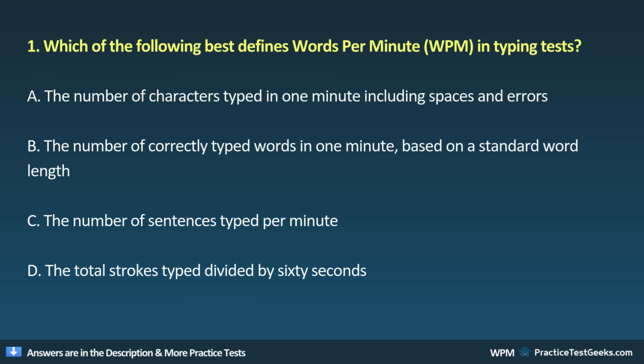1. Which of the following best defines words per minute (WPM) in typing tests? A. The number of characters typed in 1 minute including spaces and errors. B. The number of correctly typed words in 1 minute based on a standard word length. C. The number of sentences typed per minute. D. The total strokes typed divided by 60 seconds.